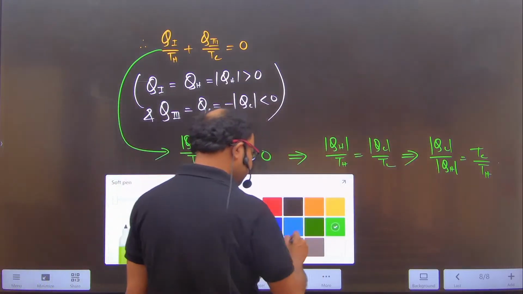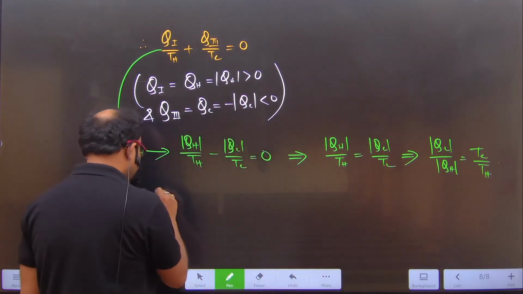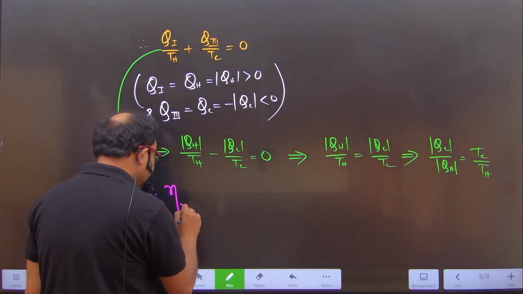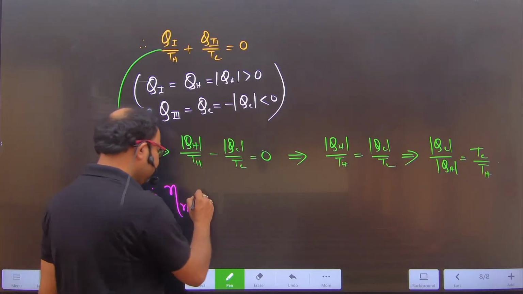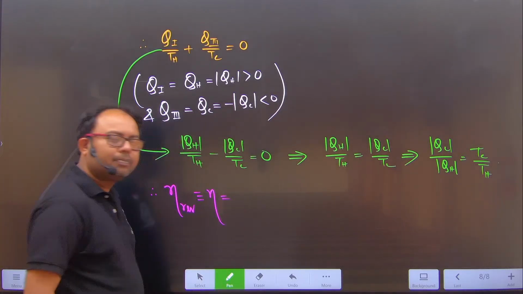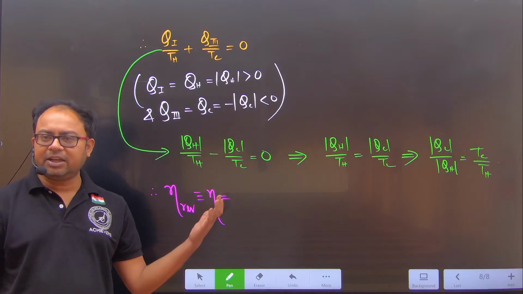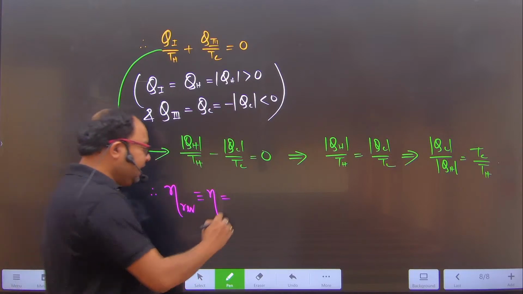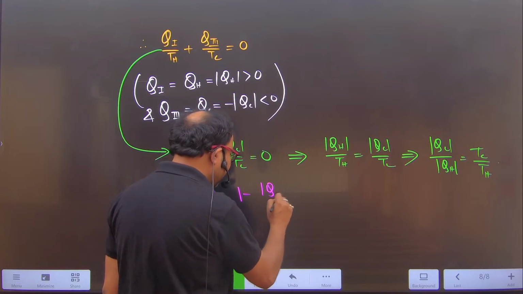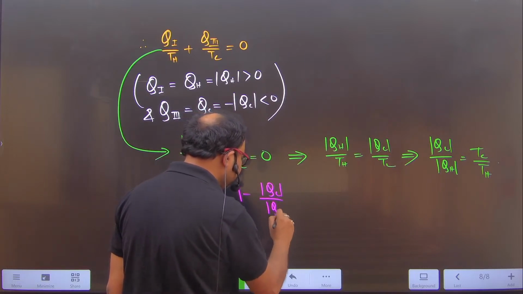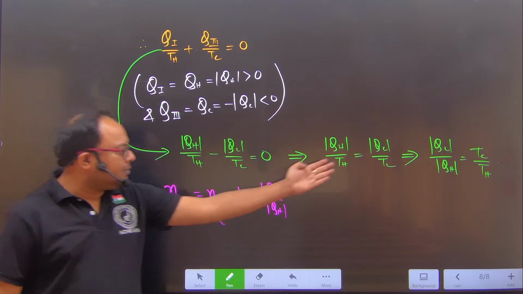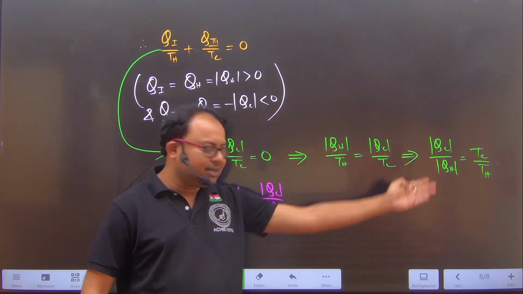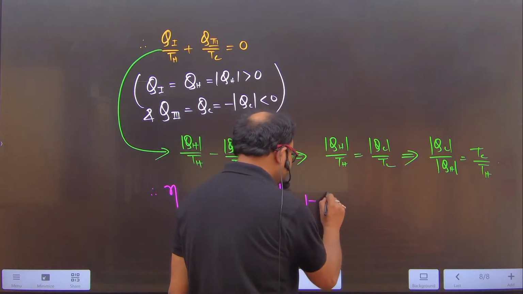So eta reversible is equivalent to eta. By definition, the general form of eta is 1 minus mod QC by mod QH. And here we know that mod QC by mod QH is TC by TH. So it's 1 minus TC by TH.